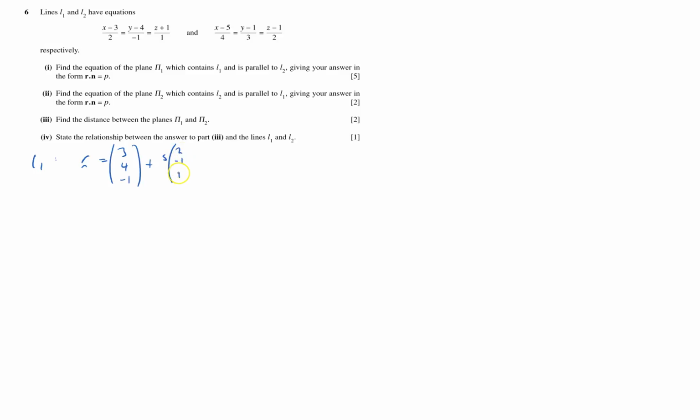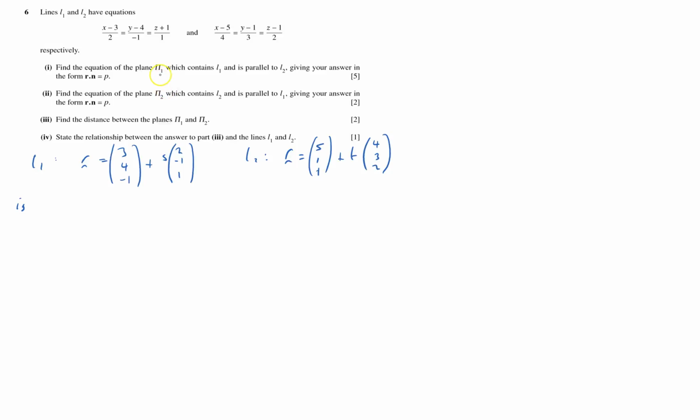And for L2, it's r equals, get to the line, it's the opposite of the top bits, so (5, 1, 1), plus t lots of (4, 3, 2). That's the first bit. Now I can start answering the questions.